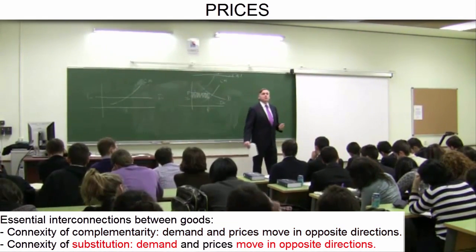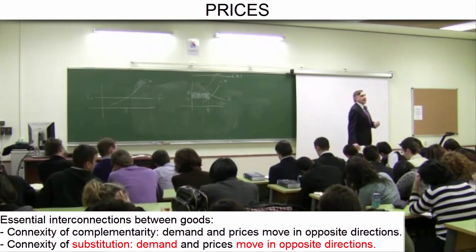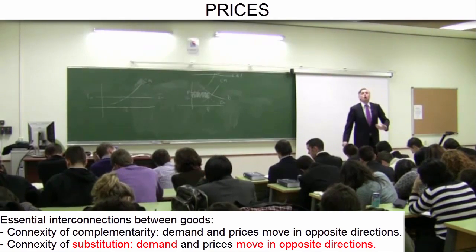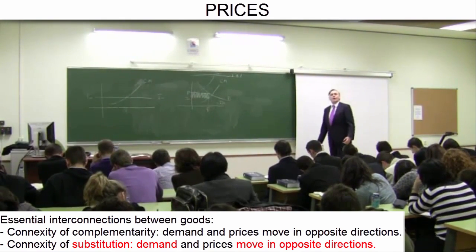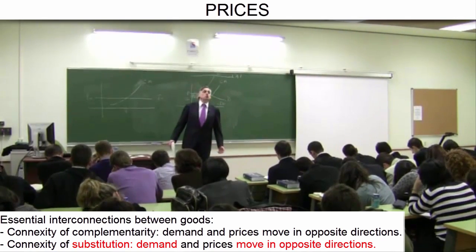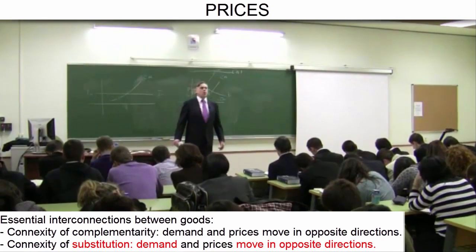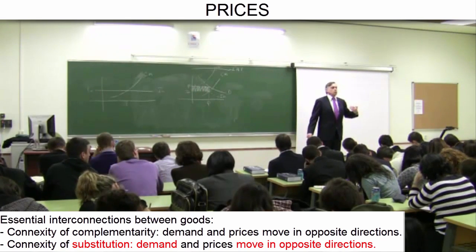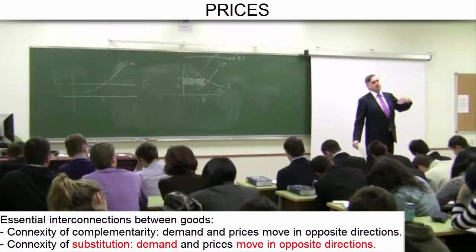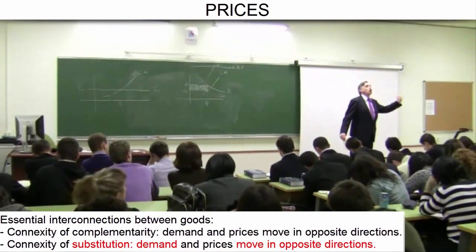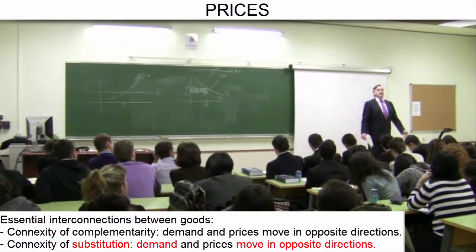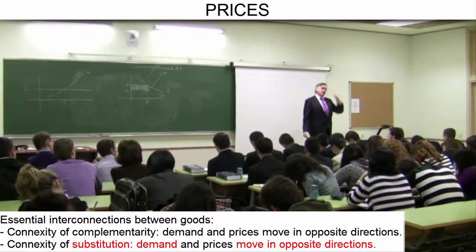Exactly the opposite occurs when there is connexity of substitution. When that relationship exists, when there are substitute goods, the demand for them moves in opposite directions. That is, when the demand for a good increases, the demand for a substitute good decreases, and vice versa. The demand for substitute goods or substitute services, whether in the sphere of consumption or in that of production, moves in opposite directions. Examples of substitute goods: coffee and tea.